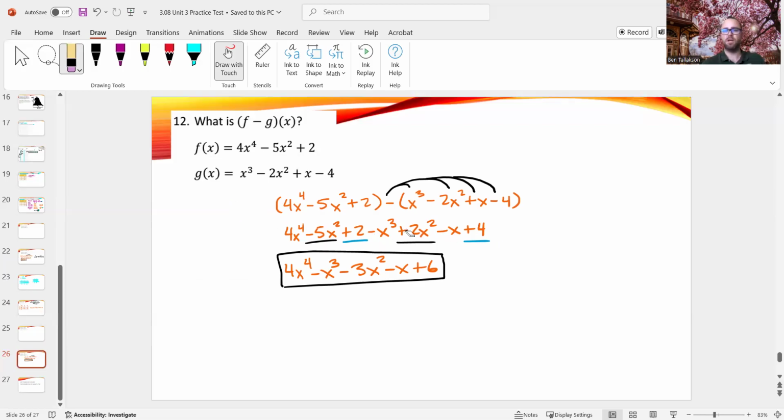Let's say you want to combine your like terms and then organize after, do that. Whatever results in you making the least amount of mistakes. But I did both at once. That's number 12. And we are officially done with the Unit 3 practice test.